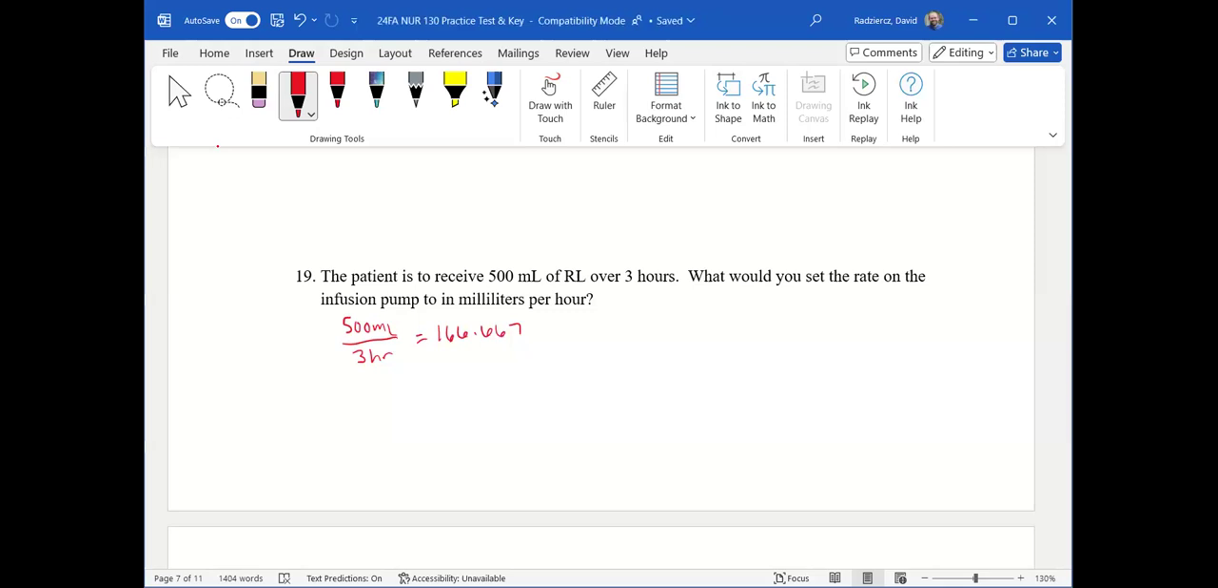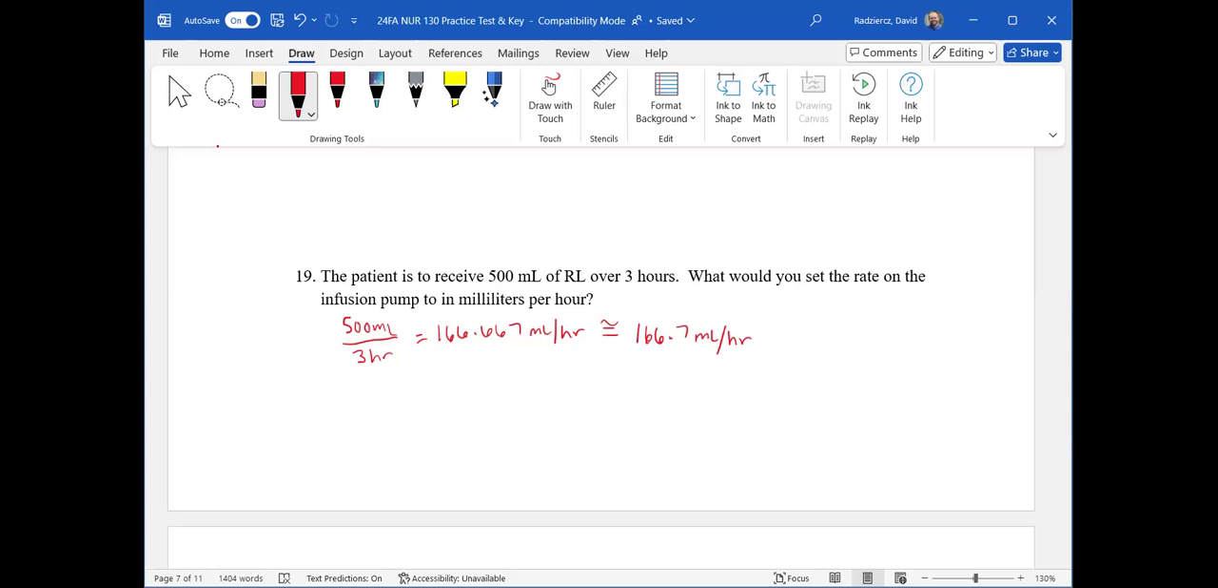So what I've been shown to do, at least from the standpoint of dosage calculation, the drug calc kind of setup, is to take that number and round it to the nearest tenth. So I would say this would be 166.7 milliliters per hour. Now, some of your instructors might want you just to do it to the nearest whole number and tell you it's 167 milliliters per hour.